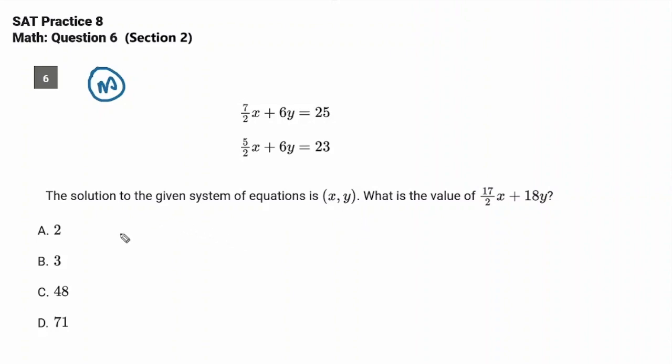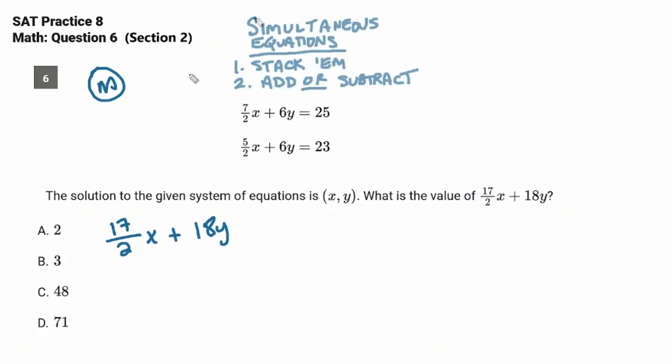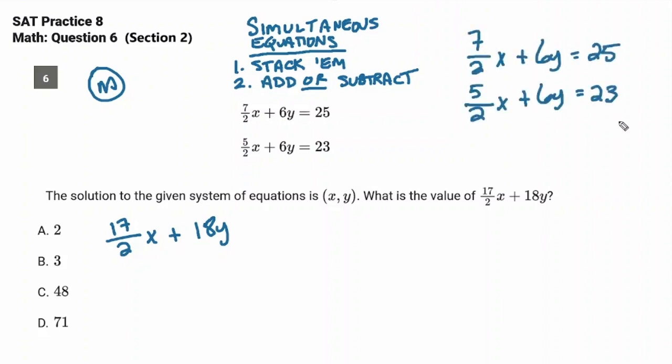So let's write down what we want. This problem's simultaneous equations. How do we know? Because we got two equations. Anytime you have simultaneous equations, it's always the same. You're going to stack them, and then you're going to add or subtract whatever makes more sense. So stack them up nice. Underline it.